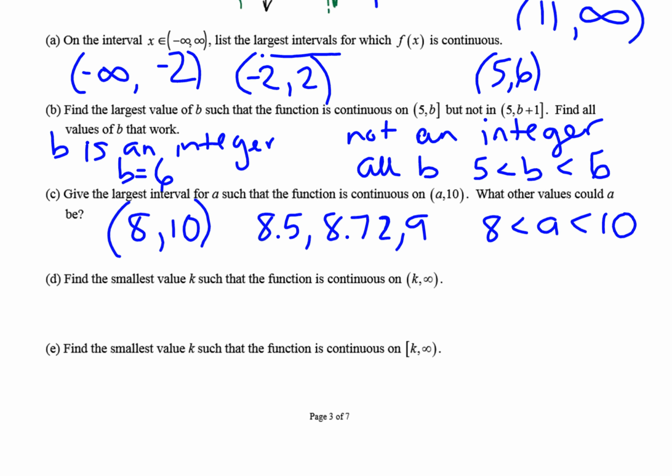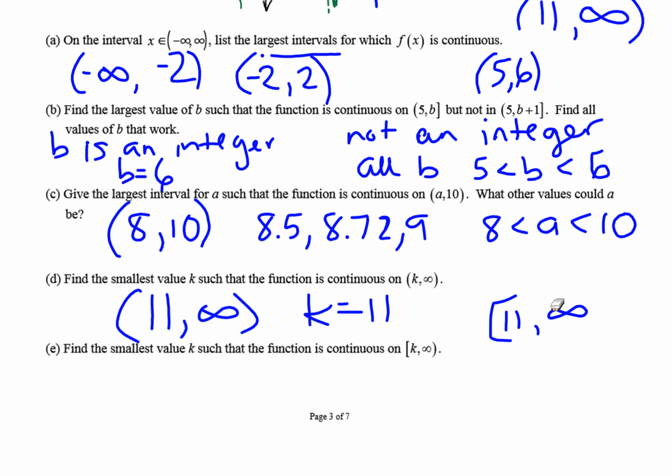Find the smallest value k such that the function is continuous from that number to infinity. And we already kind of mentioned that in the first problem. That would be 11 to infinity. So that equals 11. It couldn't be 10 because we have a hole there. And it would not be 11 because it cannot work: the limit as x approaches 11 from the right doesn't match f of 11, because there is no f of 11.